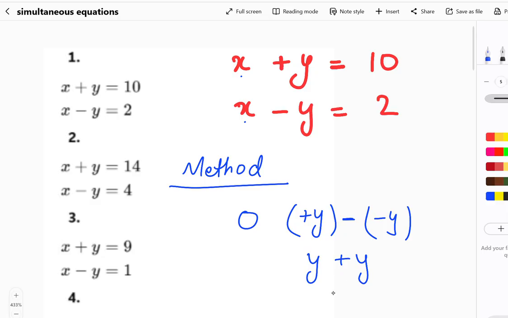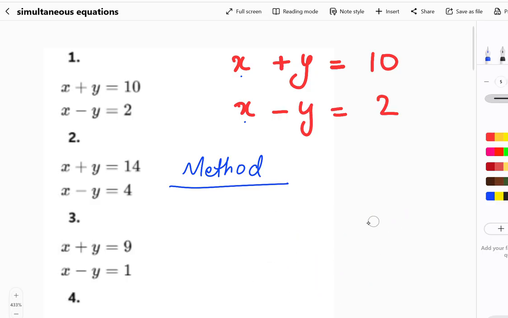Now it will become y plus y, that makes 2y. So, okay, we can do that. Since x has already been eliminated, we will be just left with y. So let's do take away. So I'm going to give them names. I'm going to say this is equation 1 and this is equation 2.